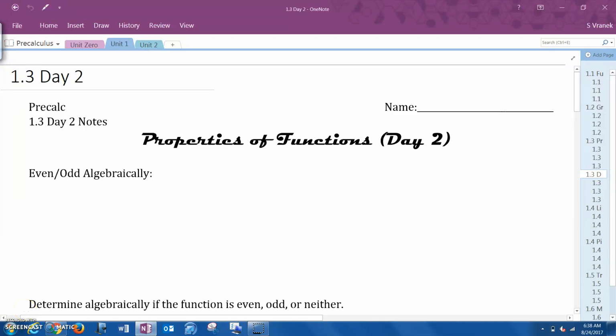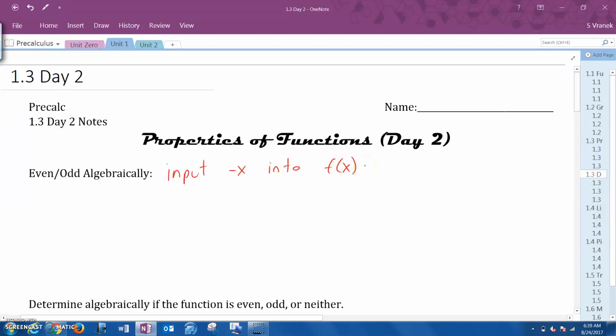All right, class, we're going to talk more about functions today. This is still 1.3, just day 2 of it. So the first thing we're going to talk about is how to figure out if a function is even or odd algebraically. And all you have to do is input negative x into f of x.